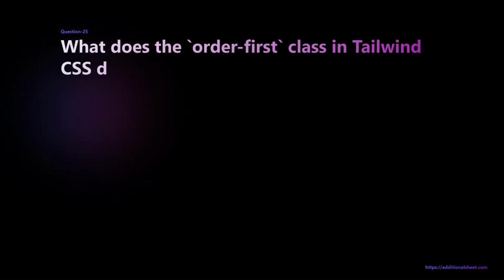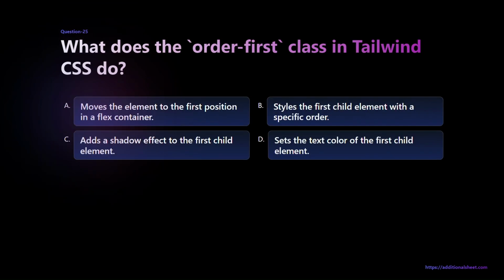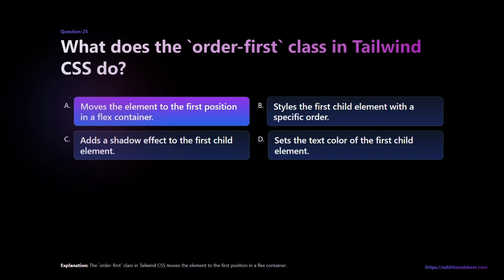What does the order first class in Tailwind CSS do? Option A, moves the element to the first position in a flex container. Option B, styles the first child element with a specific order. Option C, adds a shadow effect to the first child element. Option D, sets the text color of the first child element. The correct answer is option A, moves the element to the first position in a flex container.